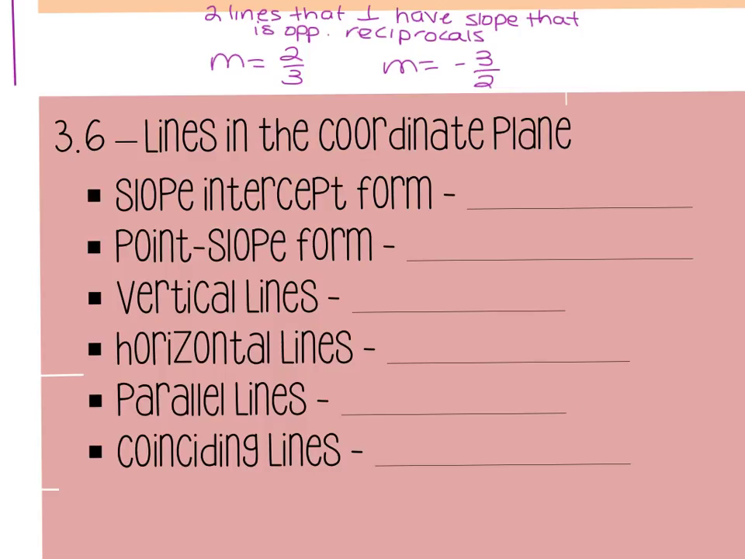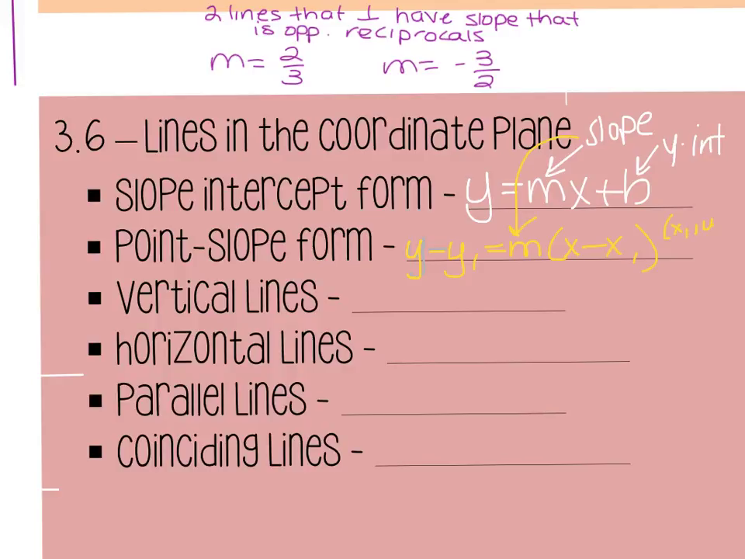All right, and then 3.6 is lines in the coordinate plane. So for here, you needed to know a bunch of the formulas. For slope-intercept format, this would be y equals mx plus b, where the m is the slope and the b is the y-intercept. Point-slope format is y minus y1 equals m times x minus x1. Again, the m is the slope, and this time your point is x1, y1.